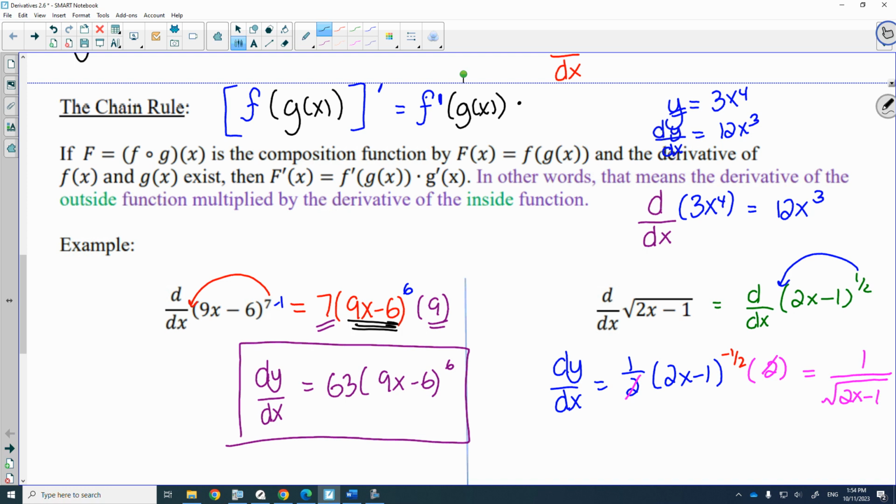And then we've been multiplying it by the derivative of the inner function. So that would be this 9x minus 6. The inner function in this case would be g of x. So the derivative of that would be g prime of x. So chain rule applies to composite functions. You take the derivative of the outer function, you keep the inner the same, times the derivative of the inner function. That's what we've been doing.